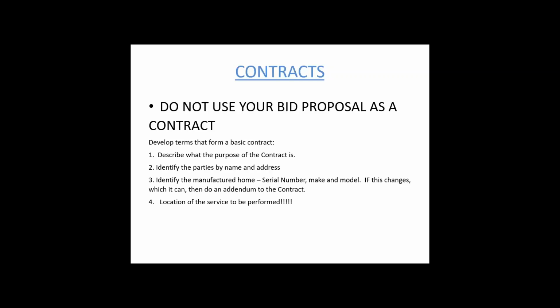That's always important. You have to identify the parties by name and address, including your name, including your business address, the homeowner, and where the home is located, the address that you're going to be installing a home on. Identify the manufactured home, the serial number, the make and model. If you have a hard time with that in terms of not having a serial number, MSO hasn't been turned in, identify it as best you can to indicate that this is the particular home you are installing. And location of the service to perform is critical.